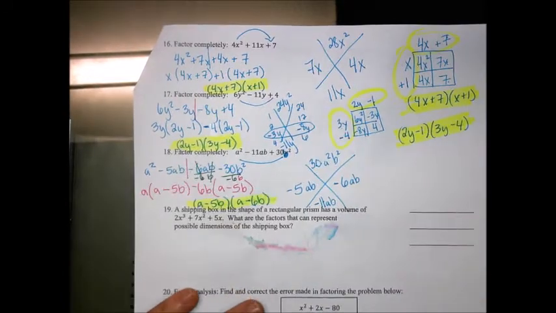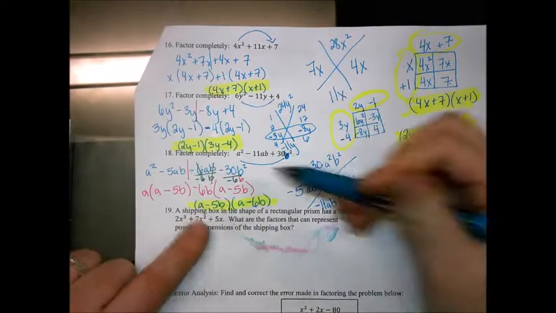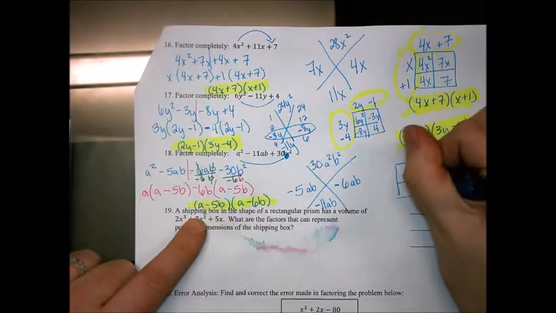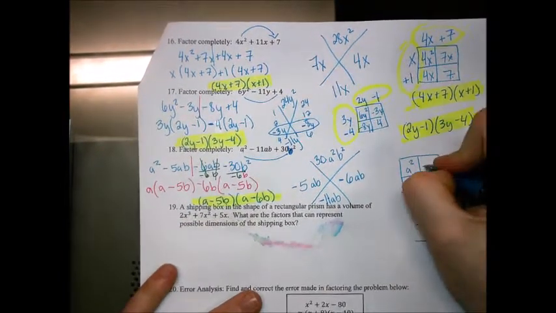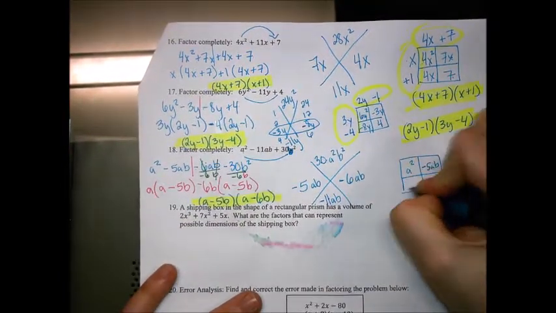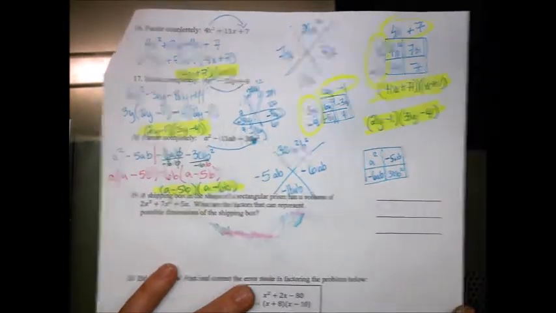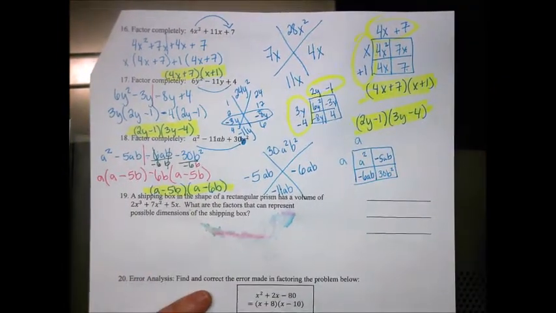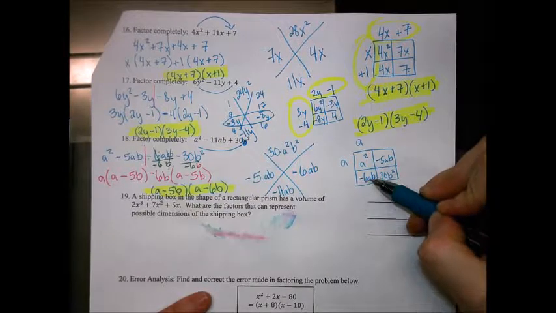I'm going to factor using the area model on the right hand side. Same exact problem. First term goes in the top left. Last term, 30b squared, goes in the bottom right. This negative 5ab and negative 6ab need to both be used. a times a is a squared. So I already know those two values. a times what gives me negative 6ab?